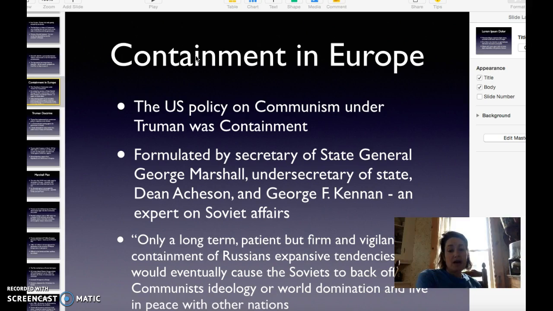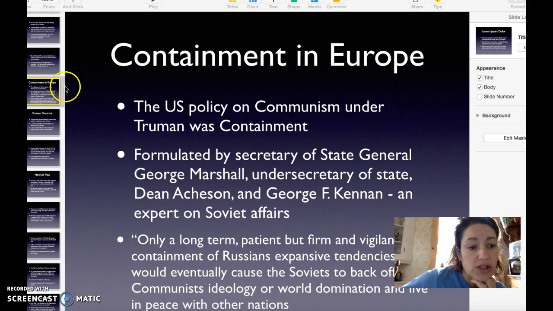So the U.S. policy on communism under Harry S. Truman is containment. Basically this was formulated by Secretary of State General George Marshall, Under Secretary of State at the time Dean Acheson, and George F. Kennan, who fancied himself an expert on Soviet affairs. And here's a great quote: only a long-term, patient but firm and vigilant containment of Russia's expansive tendencies would eventually cause the Soviets to back off their communist ideologies or world domination and live in peace with other nations.